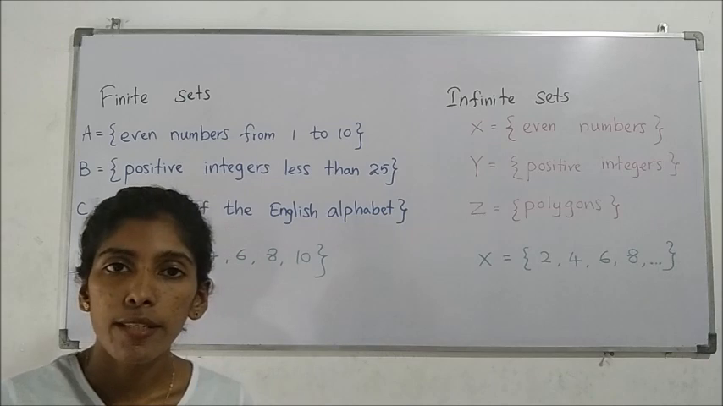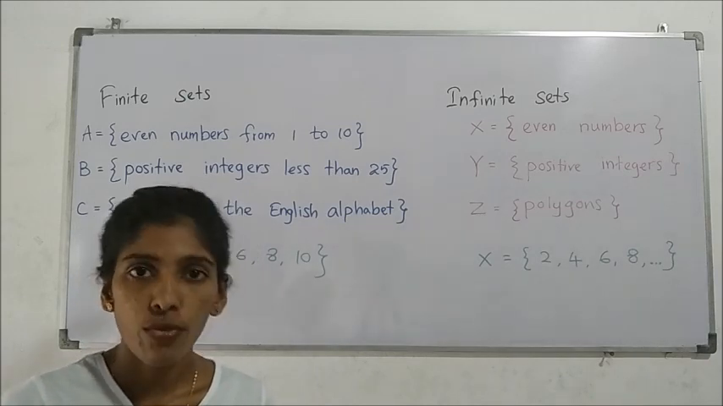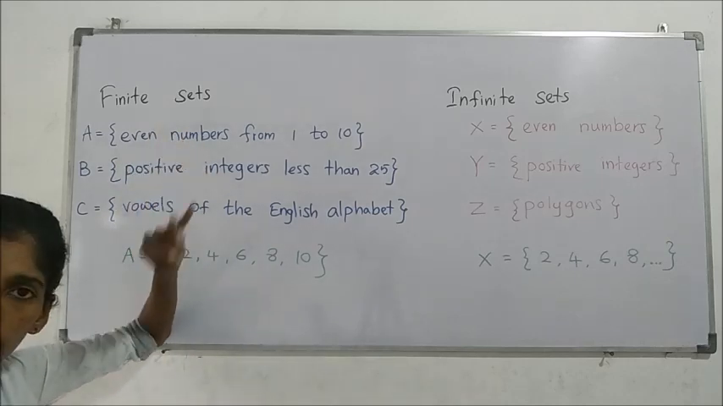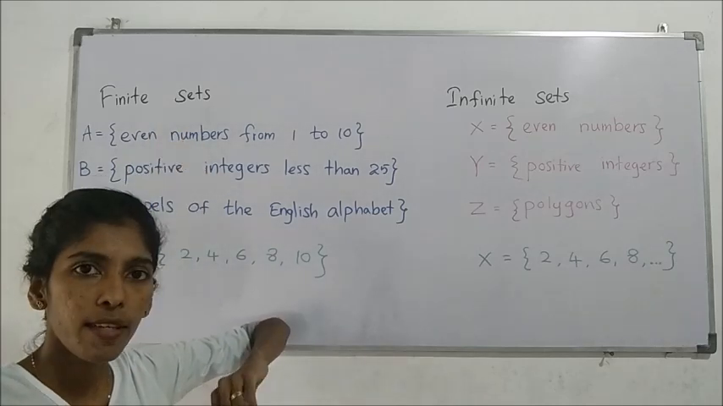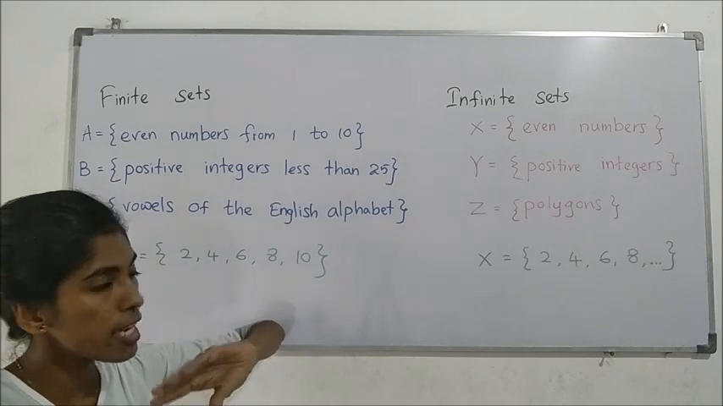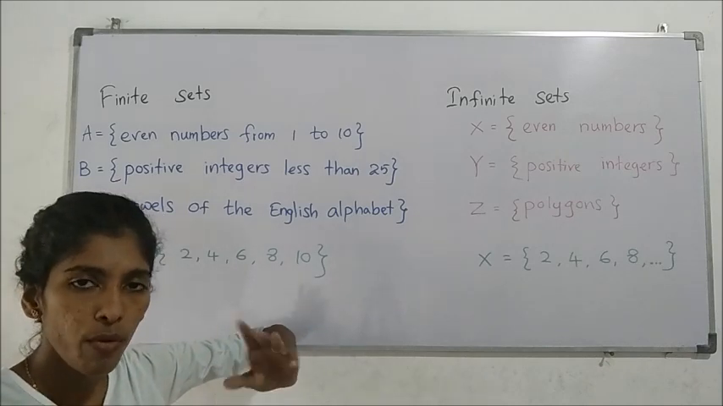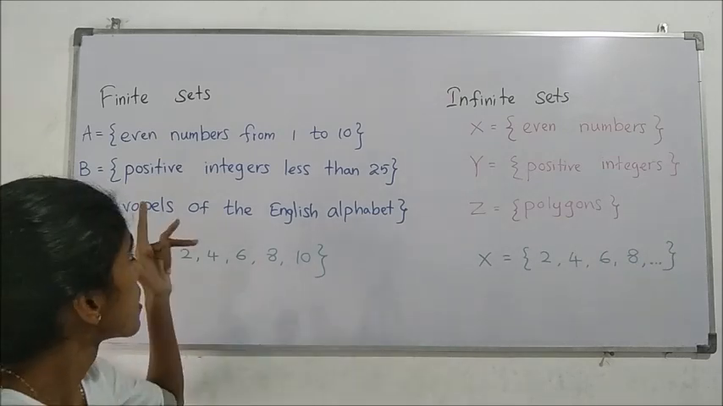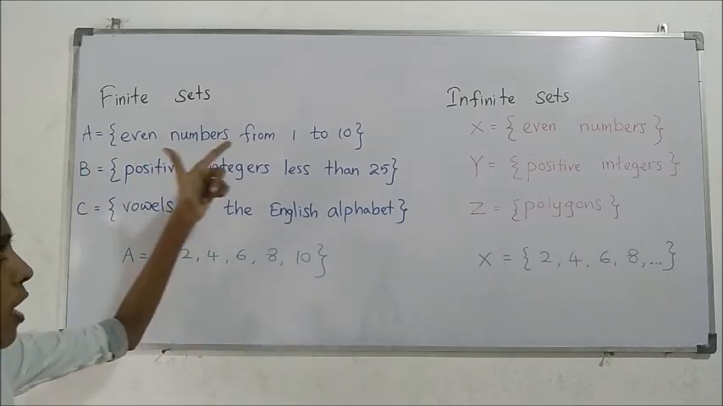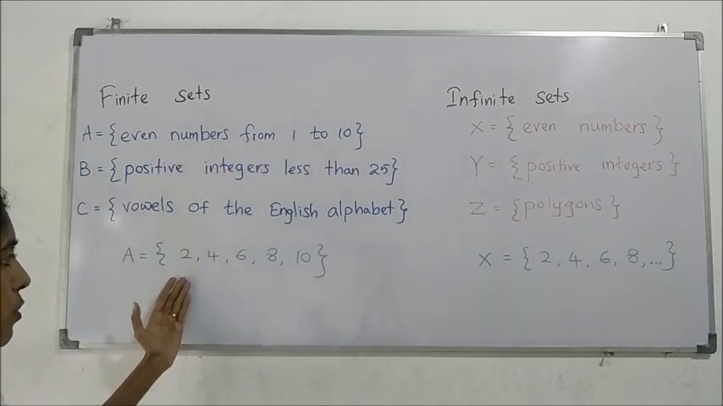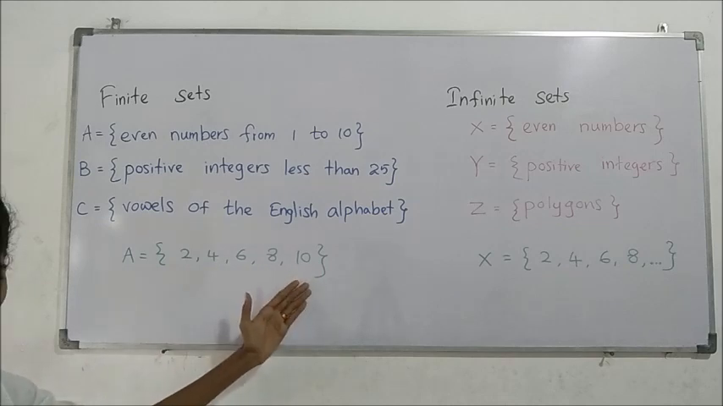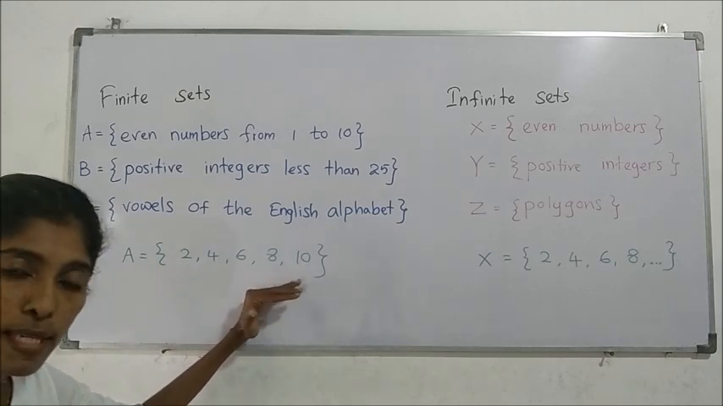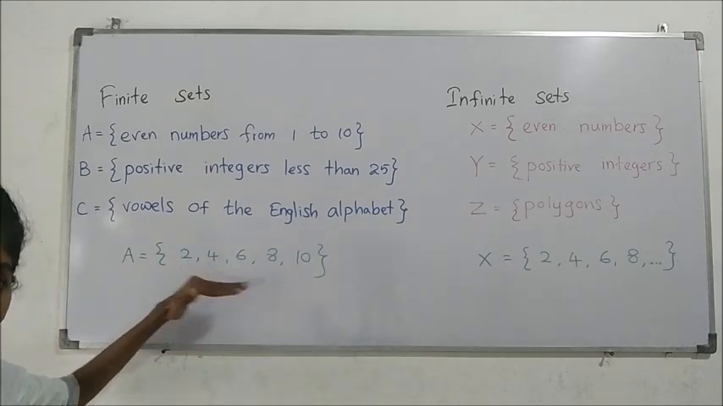Now children, we will learn about finite sets and infinite sets. Firstly, finite sets. What are these finite sets? These sets have a finite number of elements. That means there is an exact number of elements in these types of sets. So they are called finite sets. For an example, even numbers from 1 to 10. Exactly we know how many are there: 2, 4, 6, 8, 10. From 1 to 10 we know that there is an exact number of elements here. So it's a finite set.